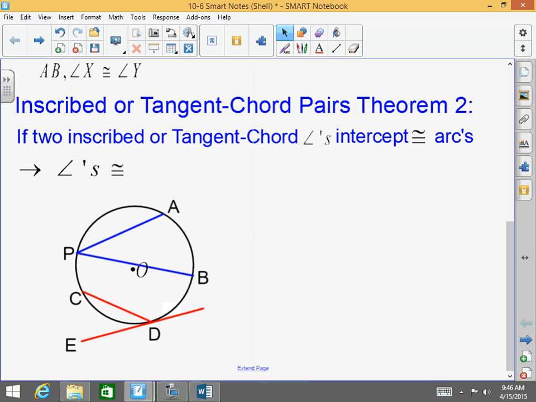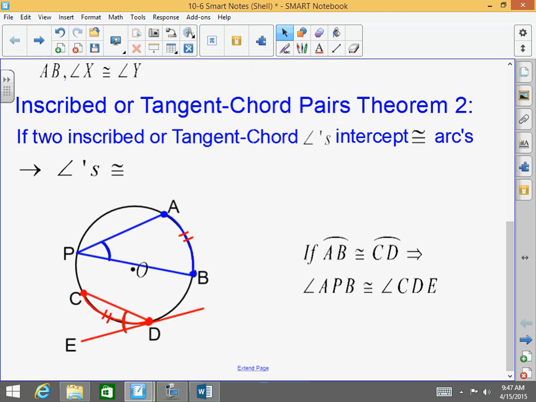So what's going on here? If you look at angle P here, APB to be exact, it intercepts arc AB. If you look at angle CDE, this angle intercepts arc CD. If arc AB is congruent to arc CD, then angle APB is congruent to angle CDE.